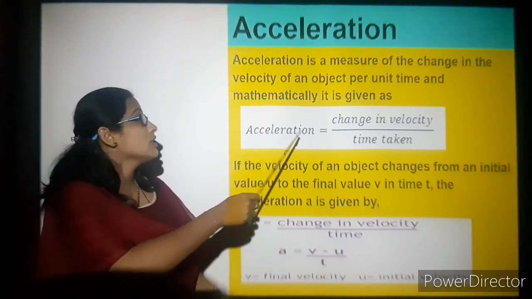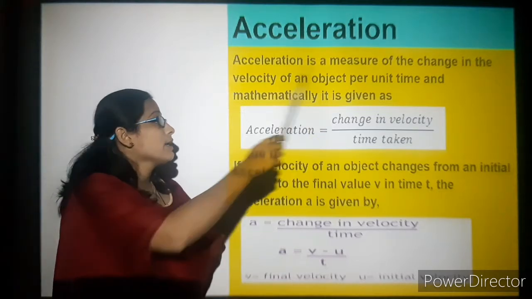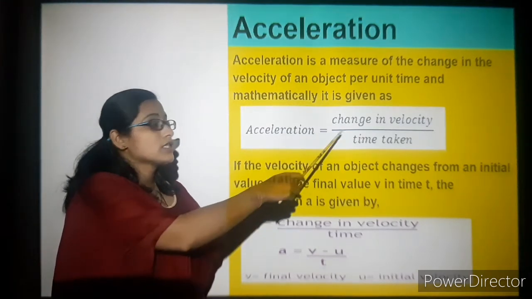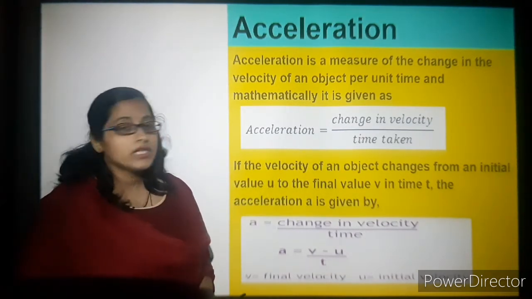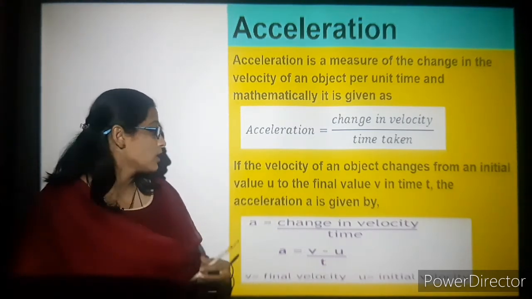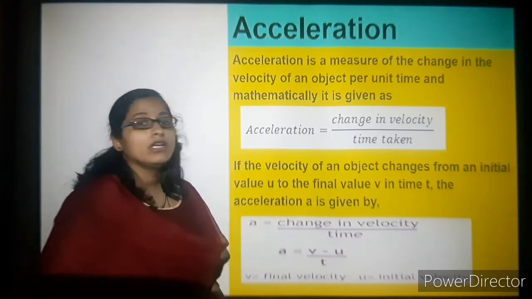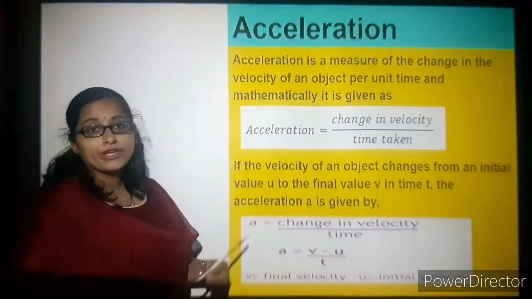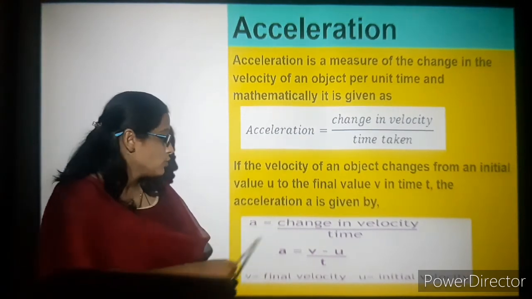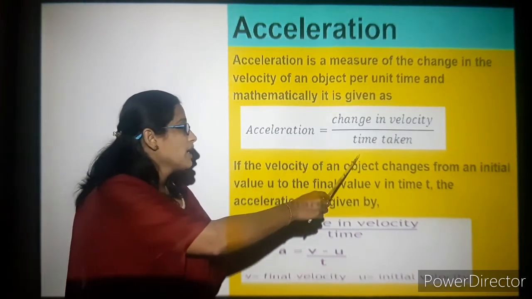So acceleration is a measure of change in velocity of an object per unit time, and it can be represented mathematically as acceleration equals change in velocity by time taken. So if the velocity of an object changes from an initial value u to a final value v in time t, then how are you going to represent the acceleration? Acceleration can be represented as a. So you will be writing a equals change in velocity by time taken.